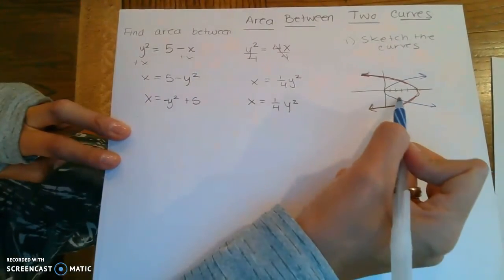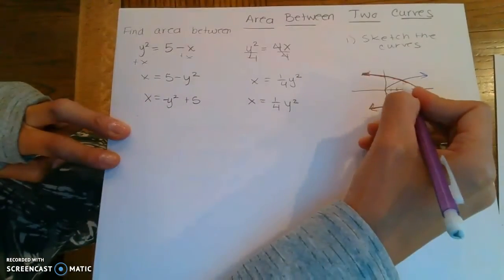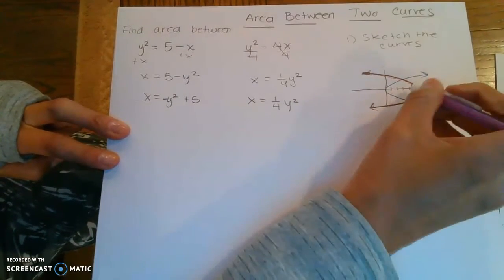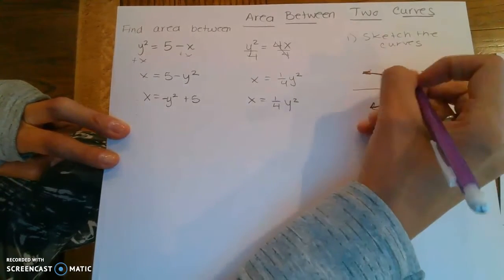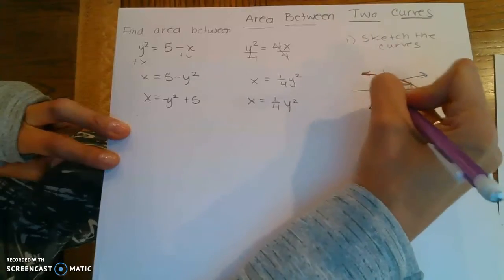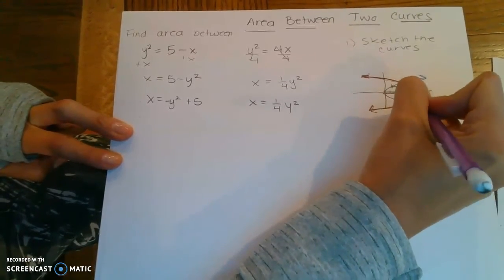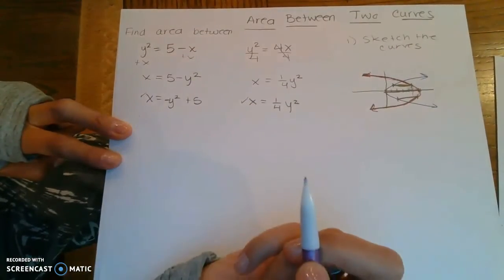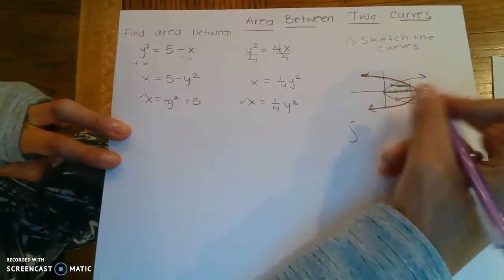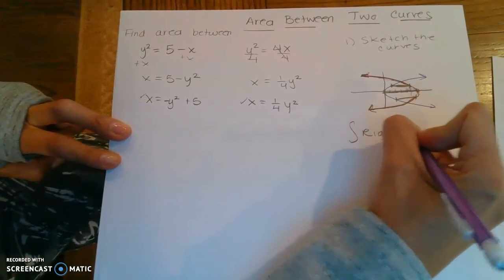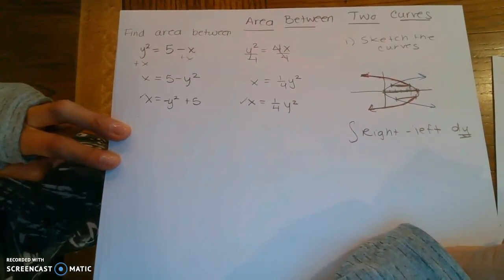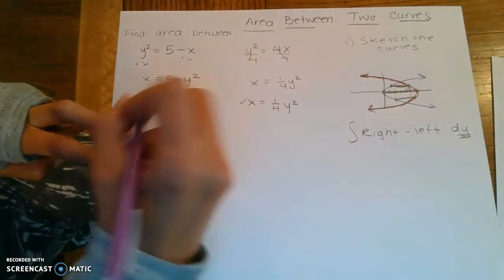So now when I'm looking at this area that I've captured in here, I cannot do a vertical rectangle because if I did, the top and the bottom would be hitting the same function. So I go, oh, this is a problem where my rectangle must be horizontal. And if my rectangle is horizontal, then I know my equations have to be in the form of x equals, which I already have, and I'm ready to find the bounds. I also know that my integral, when I set it up, is going to be right minus left, and the variable of integration will be dy, not dx.